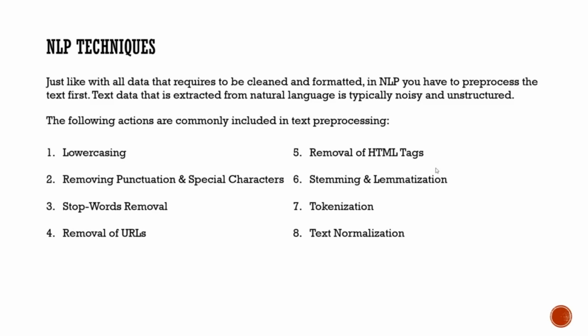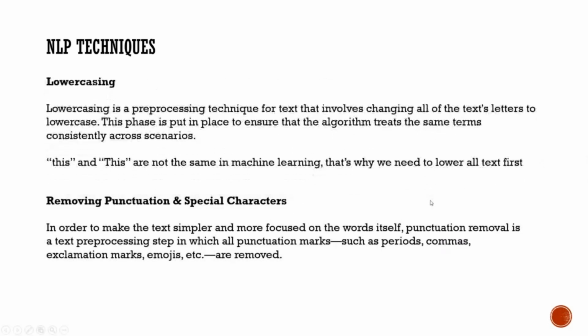Then there's also the issue of stemming and lemmatization. These two look similar, but they are different. We'll look into them in detail. Then tokenization, where we break bigger words or sentences into smaller words that we call tokens, and then text normalization. So that's a brief overview of the techniques, and now lower casing.